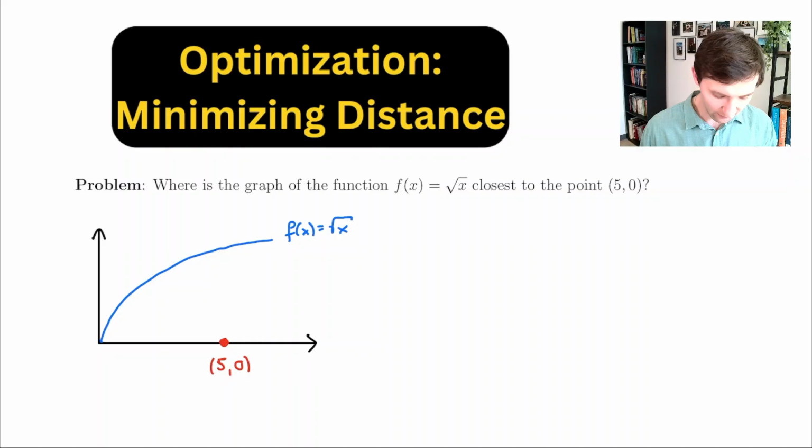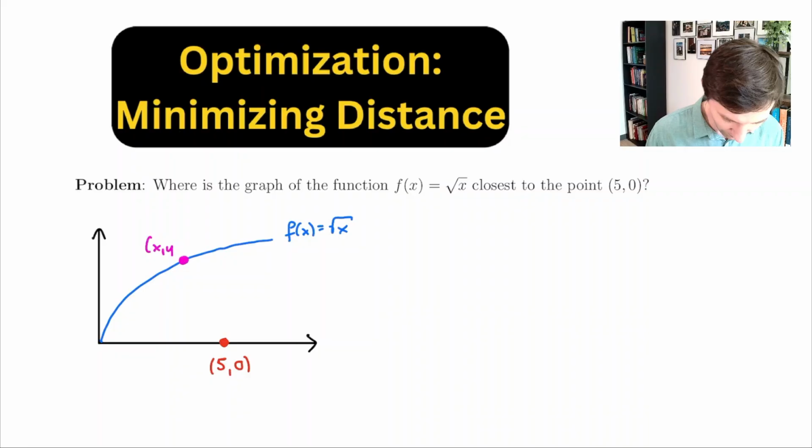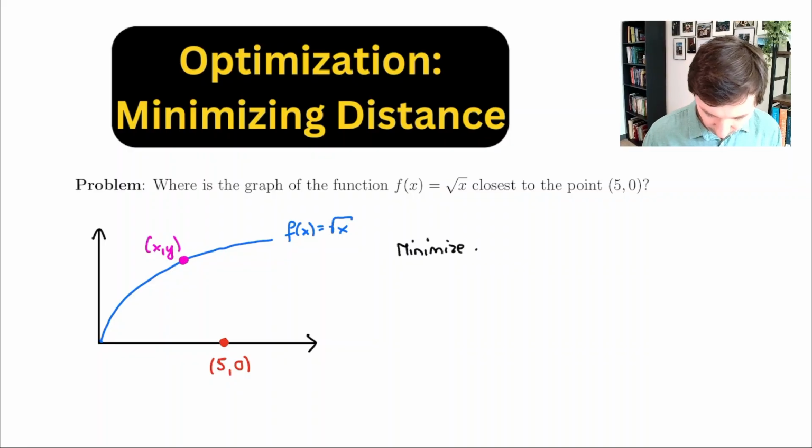It appears that the point which is the closest to point 5, 0, that is on the graph of the function, is somewhere here. Let's give that point a label. Let's call it x, y. What we want to minimize here is the distance between the point x, y and 5, 0. What we are minimizing is distance.